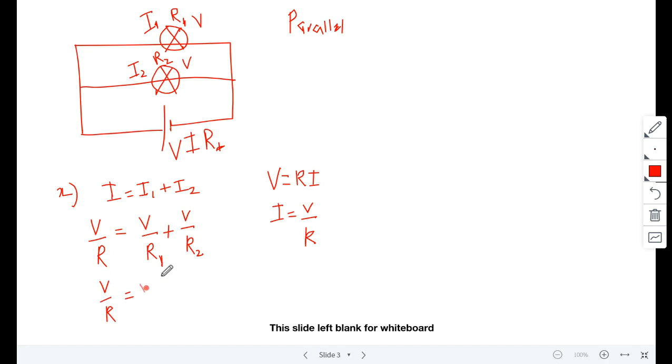Take out V as common. It's 1 over R1 plus 1 over R2. Since V and V are same, I can cancel out. So my final equation is 1 over R equals 1 over R1 plus 1 over R2. So in case of parallel circuit, the total resistance is given by 1 over RT equals 1 over R1 plus 1 over R2. Okay? So you write this down, and then we'll do your question.